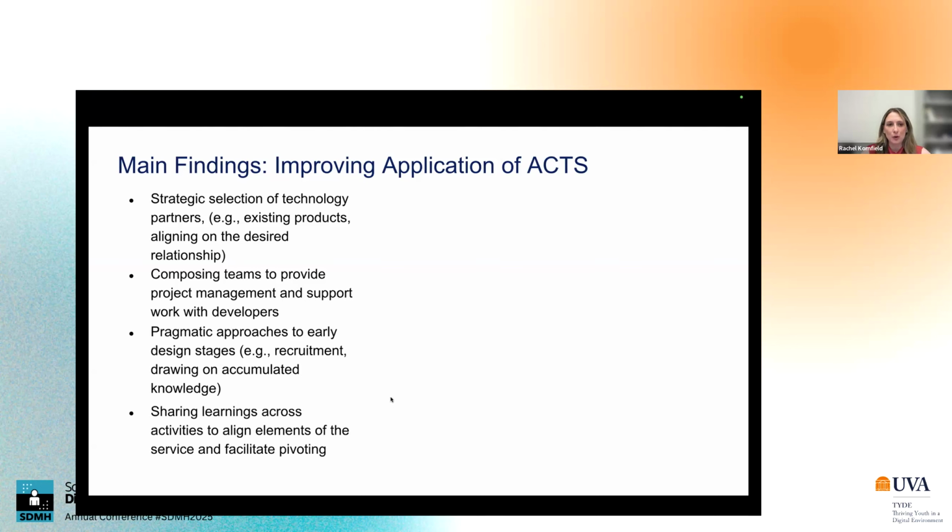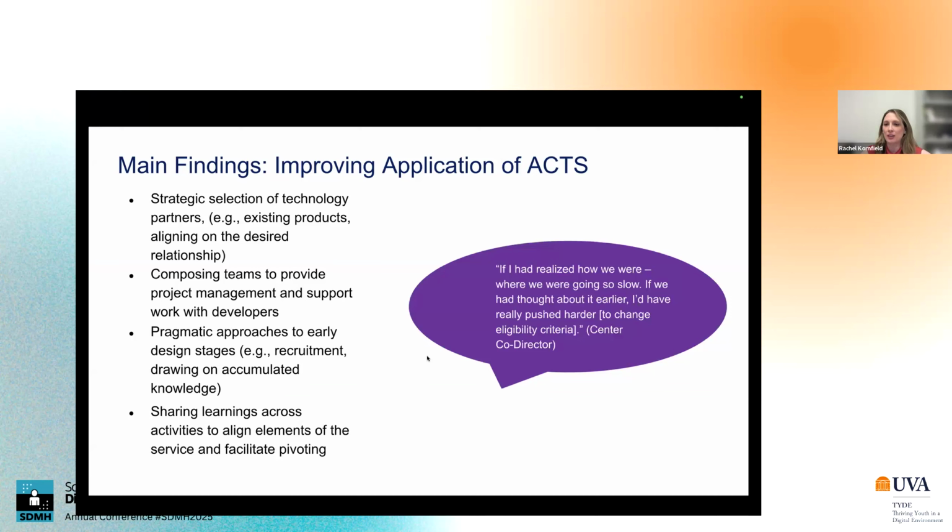And then really focusing on sharing learnings across activities and making sure that the leadership is in a position to assess, do we need to pivot to make this work? Do we need to make changes in what we're delivering? So one of the center co-directors here said, if I had thought about it earlier, I'd have pushed harder to change the eligibility criteria in this case. So really making sure that you're prepared to pivot.